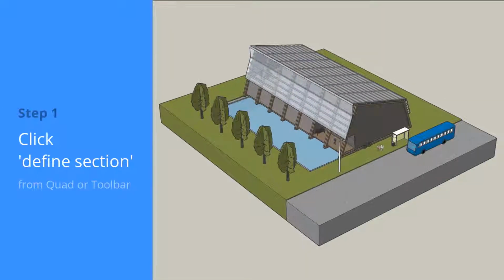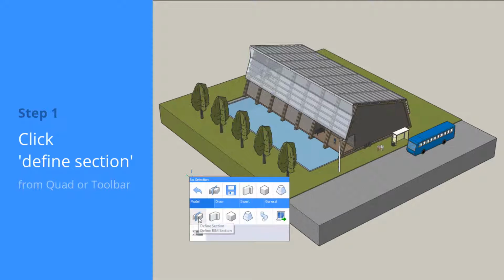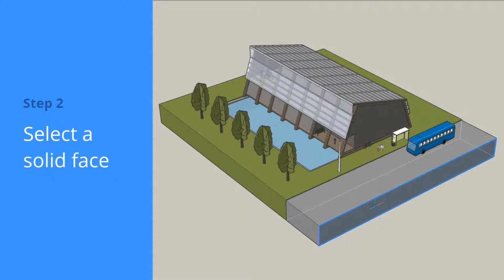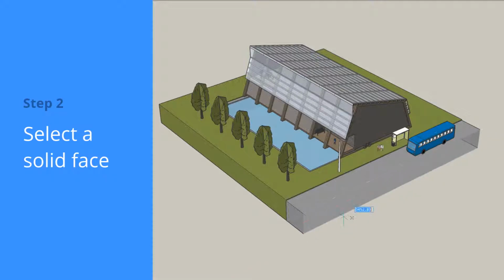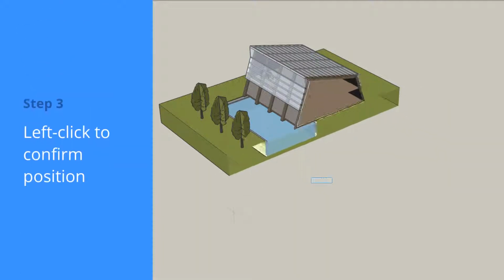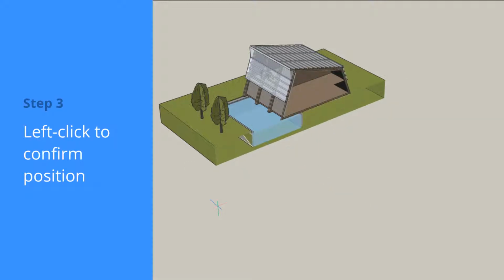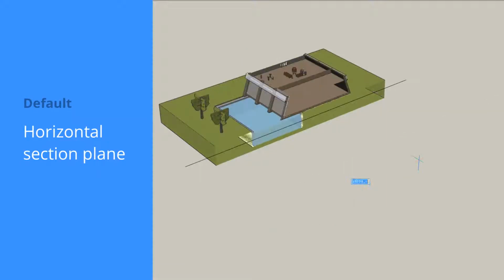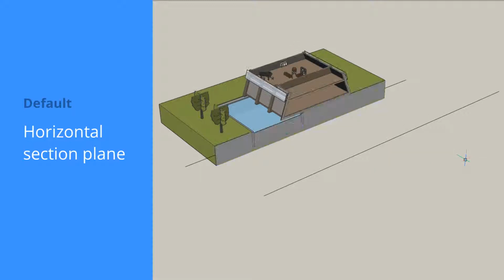You can use sections to cut through your model dynamically. A section can be created by opening the quad and left-clicking Define Section found under the Model tab. Then, selecting any solid face in your model will create the section parallel to the selected solid face. If you don't choose a surface to attach the section, a horizontal section plane will be created.